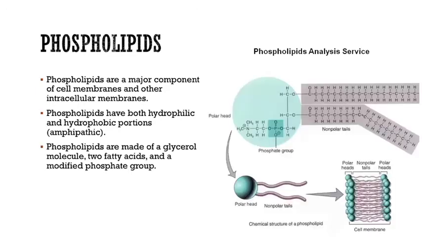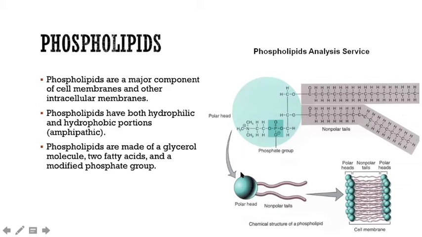Okay, so phospholipids are made up of a glycerol molecule, 2 fatty acids, and a modified phosphate group. So here's your glycerol molecule here. You have 2 fatty acid chains, which are known as the nonpolar tails of the phospholipid. And then you have the modified phosphate group here, which is hydrophilic. So this whole top region is known as the polar head. So you can also hear these be termed as hydrophilic head and hydrophobic tails, in addition to nonpolar and polar.